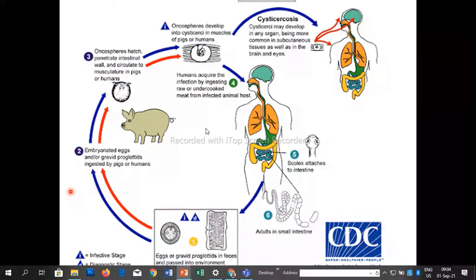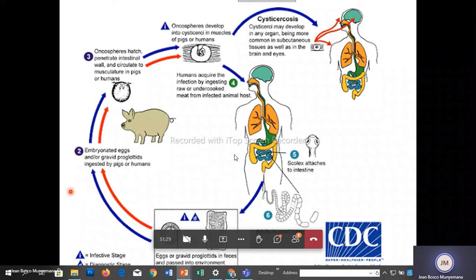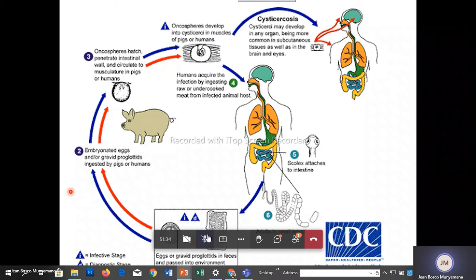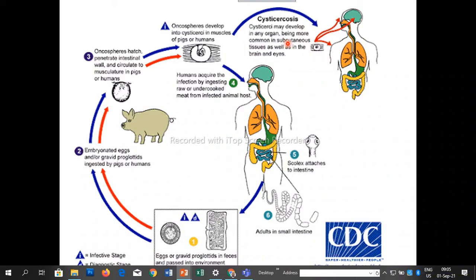You are going in a good way, but the person doesn't consume a person. It may happen, but don't give an example. So you are in a good way. Guys, I told you that we have two kinds of life cycles for this kind of Taenia solium. So what happens then?